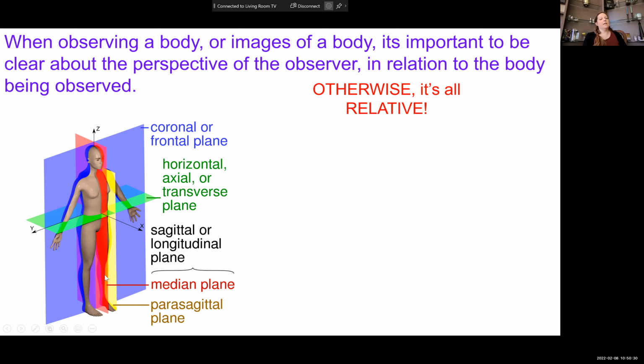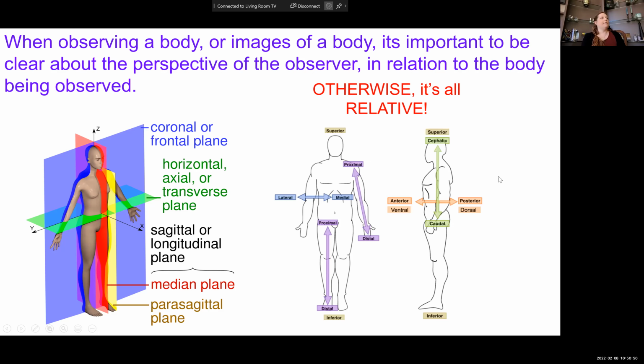Okay, median. Median is if you go this way, right? You use our bilateral symmetry like a book. You just divide us down the middle. And then they have this parasagittal. So these sagittal lines and parasagittal are basically like we've just moved slightly off center. That's what they're saying. The big ones for you guys are the coronal, the axial, and the median, okay?